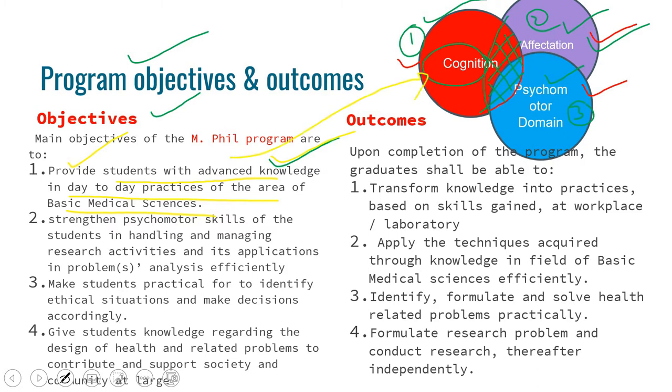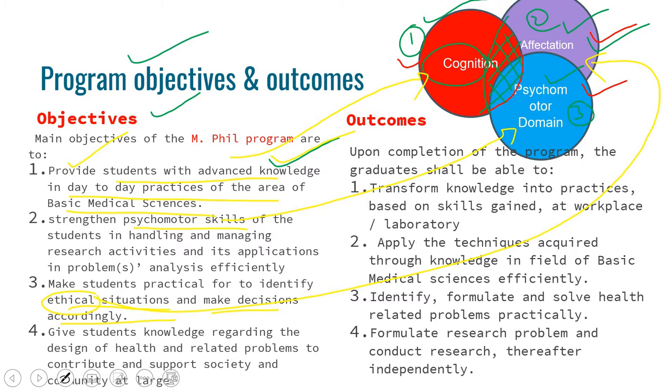When the second objective is framed, that is to strengthen the psychomotor skills, it is directly related to the second domain, psychomotor. The third objective is to make the student practical in identifying ethical situations and making decisions accordingly. Remember, it is ethical situations, so it directly relates to the affective domain, because it is the ethics and the equity that take care of the other person sitting in front of you, either as an attendant of the patient, or the patient himself, or your professional colleague, as the case may be. It depends upon the particular environment in which you are going to practice.